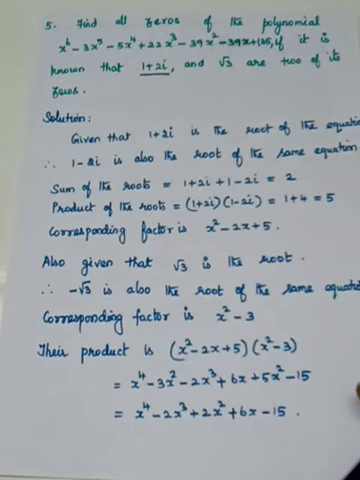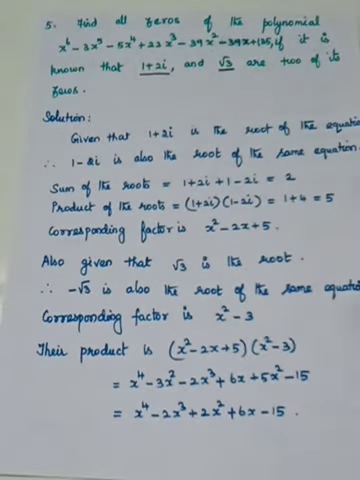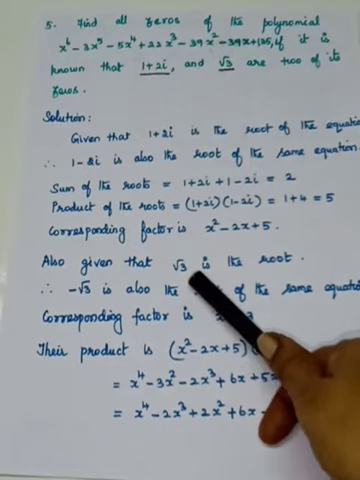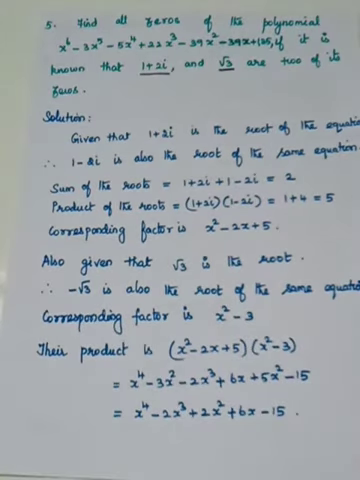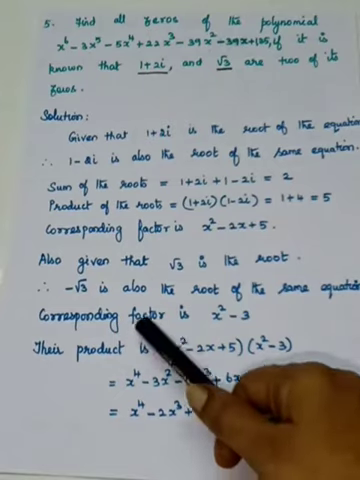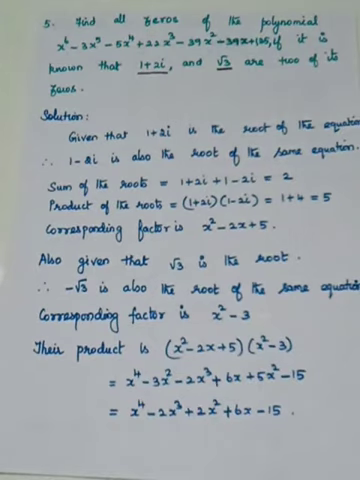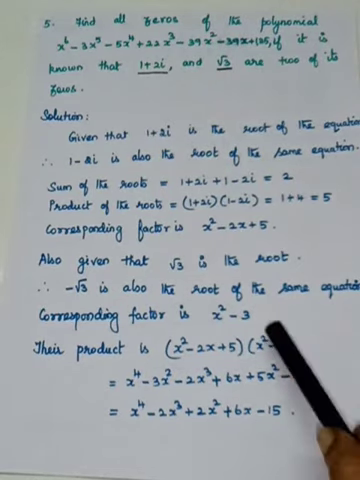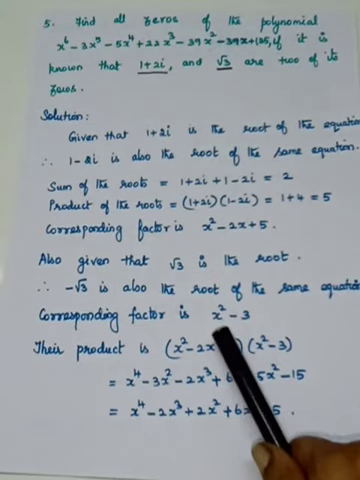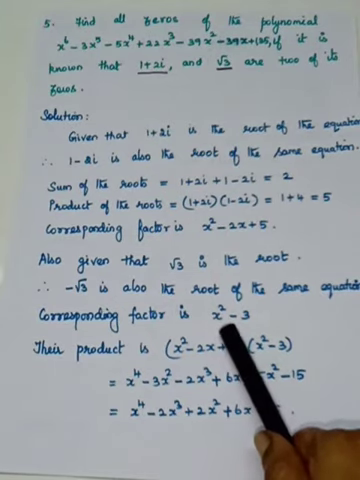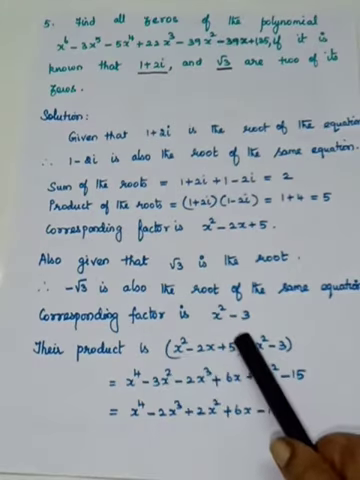And also given that root 3 is another root. So root 3 is an irrational number. So minus root 3 is also the root of the same equation. So corresponding factor. So one is root 3, another one is minus root 3. So when you add these two, it will become 0. So sum of the roots is 0. And while you are taking the product, root 3 into minus root 3 is minus 3. So therefore the corresponding factor is x squared minus sum of the roots. Sum of the roots is 0. So x term is not there, and product of the roots, while you are taking the product, it is minus 3.